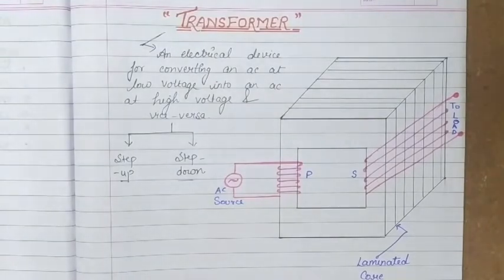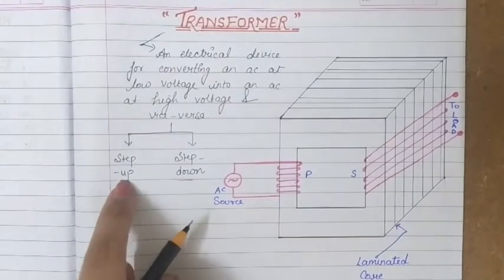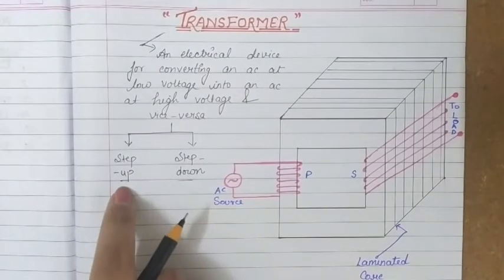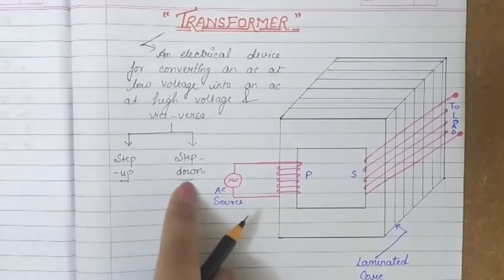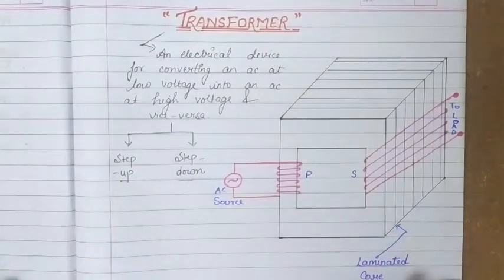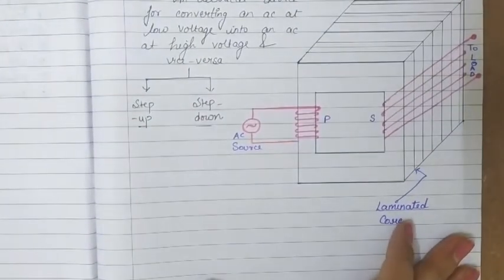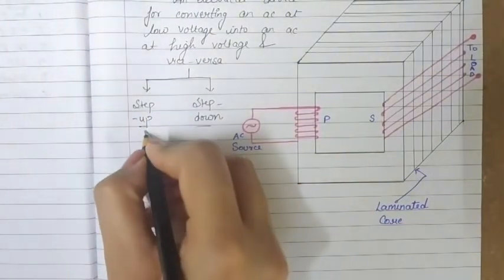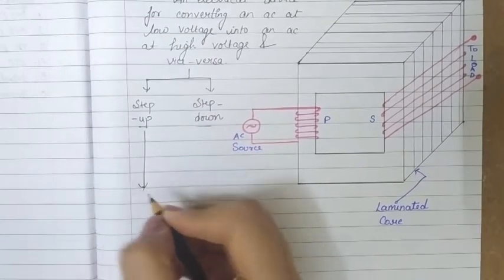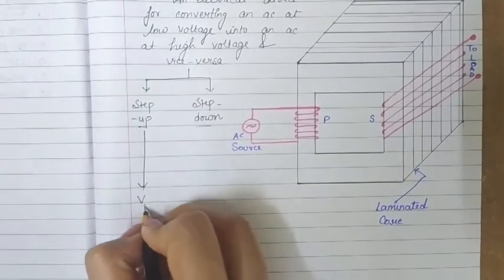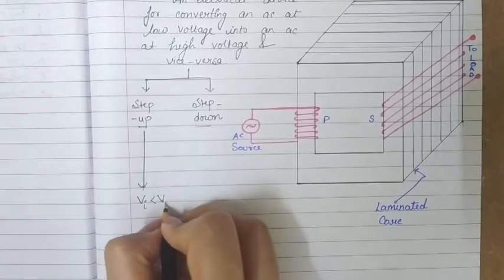As the name suggests, step up transformer will increase the voltage and step down transformer will decrease the voltage. So if we have a transformer which increases the input voltage, जितना हमने इनपुट लगाया उसको इंक्रीज करके हमें आउटपुट में देगा, then it will be a step up transformer. And if it decreases the input voltage, then it will be a step down transformer.